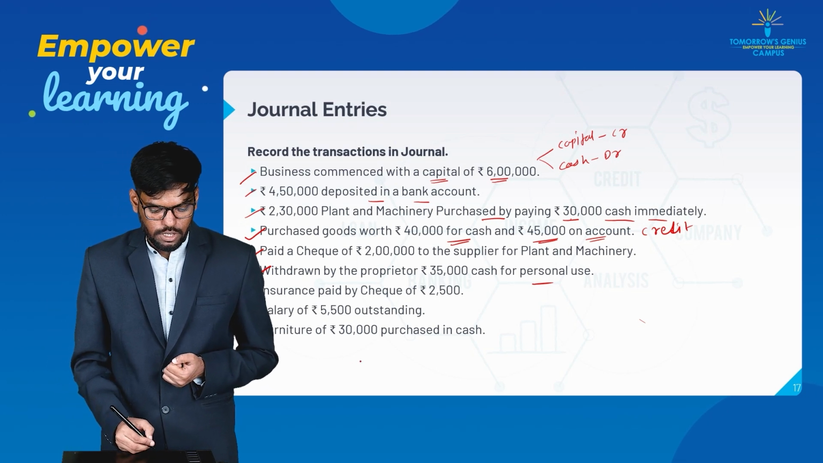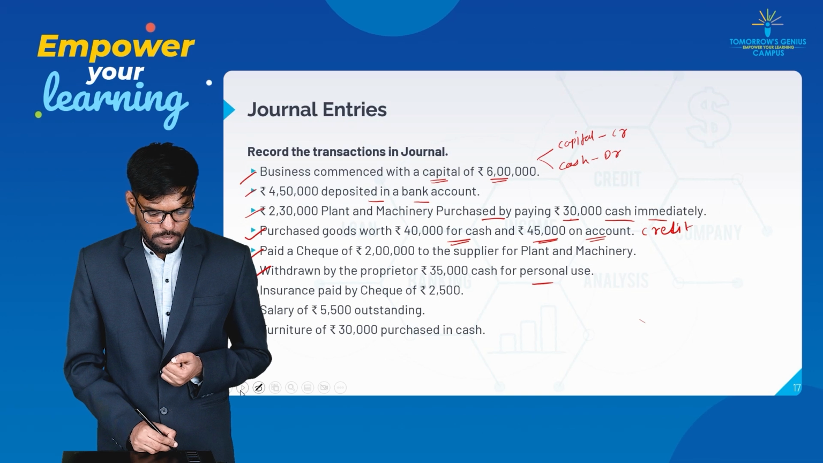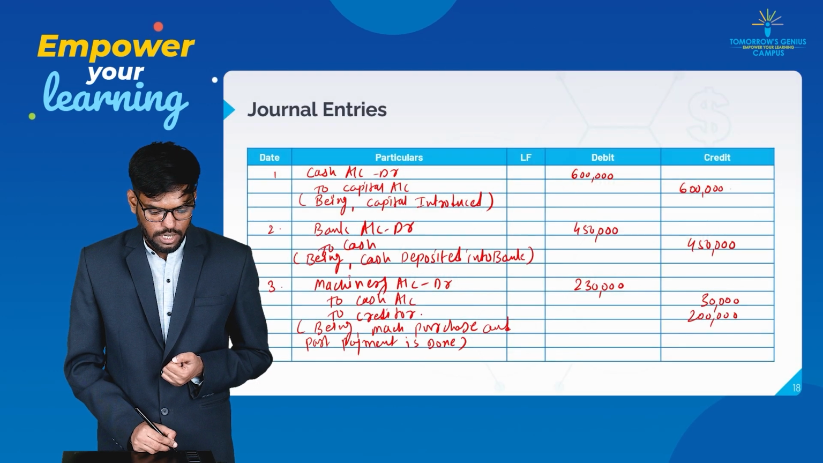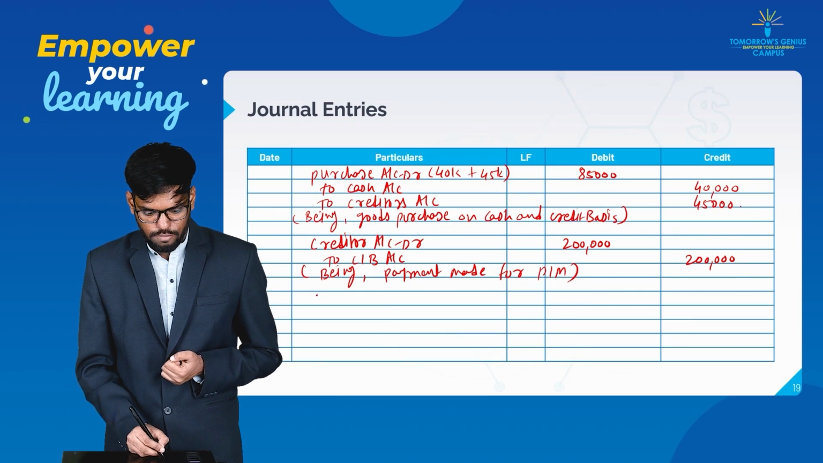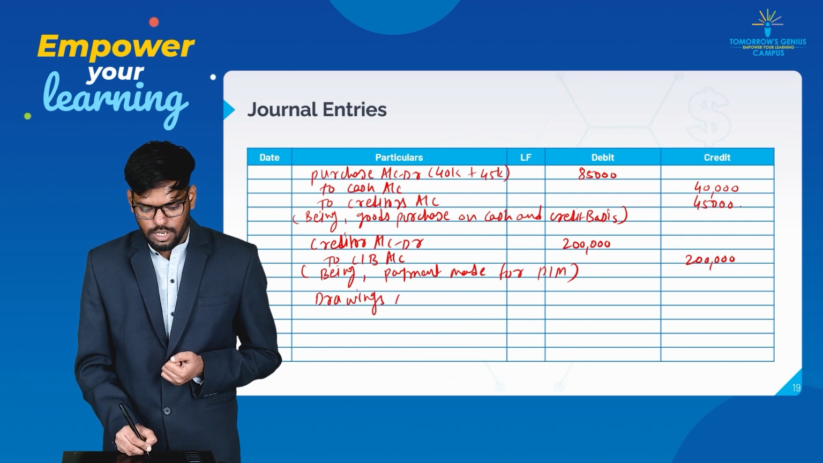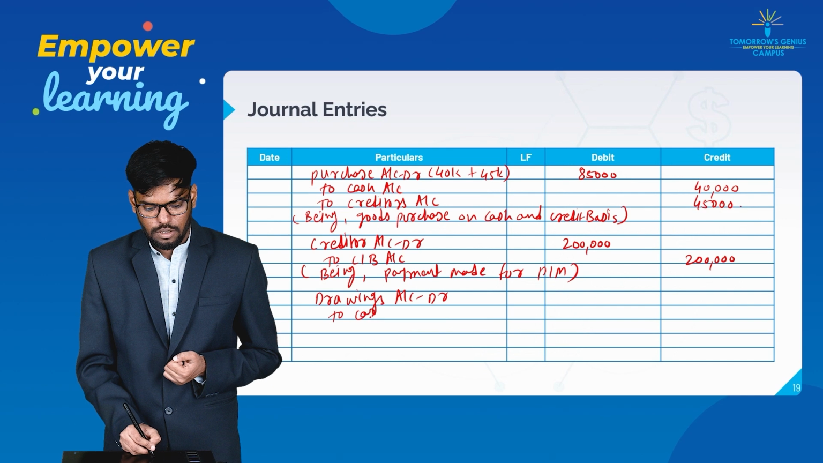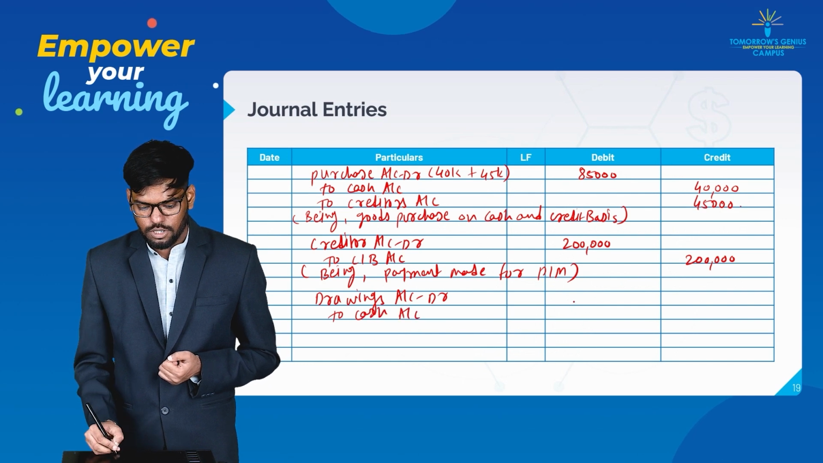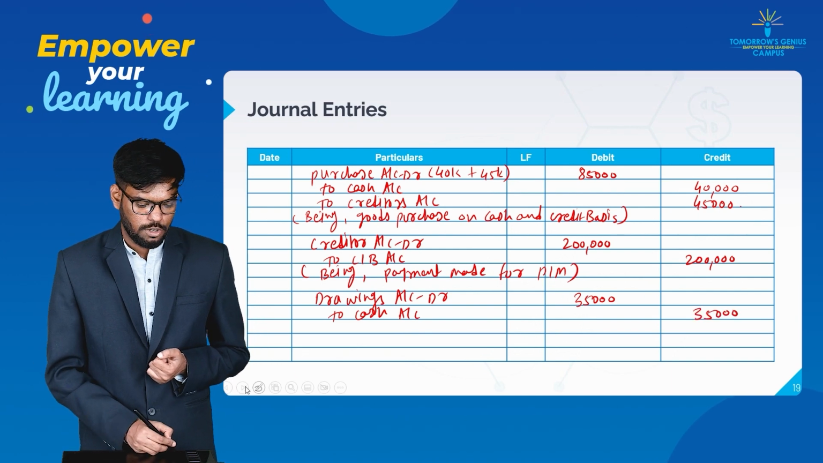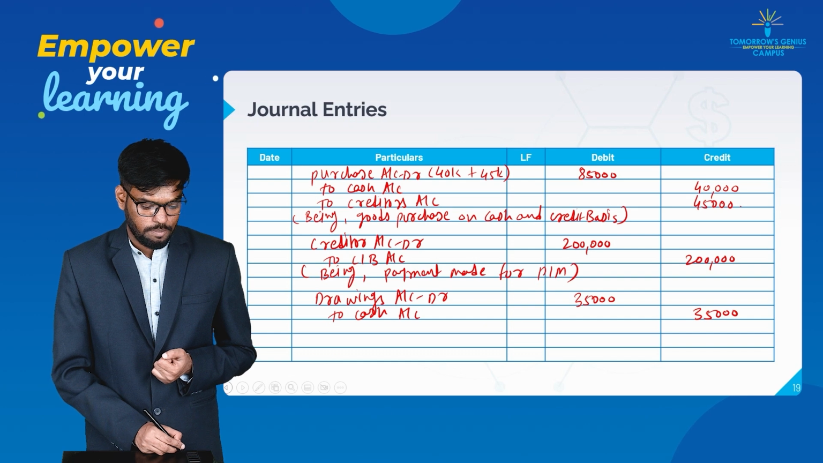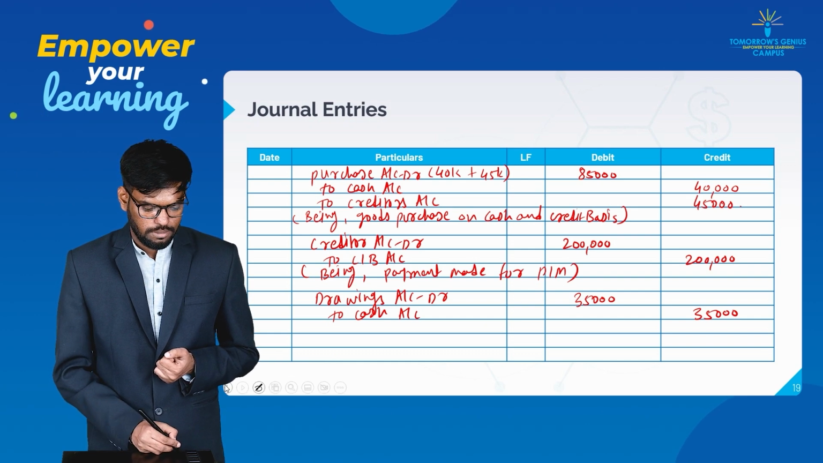So what will be the entry here? 35,000 rupees withdrawn from the business. So the entry will be drawings account debit to cash account. 35,000 rupees of amount withdrawn for personal purpose, being amount withdrawn for a personal purpose, right? Then what is the next transaction?